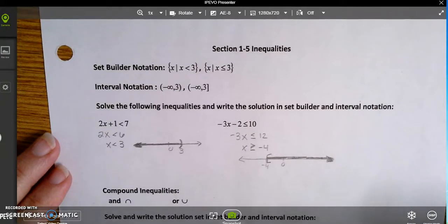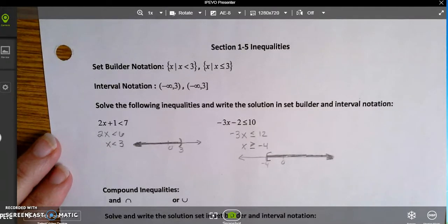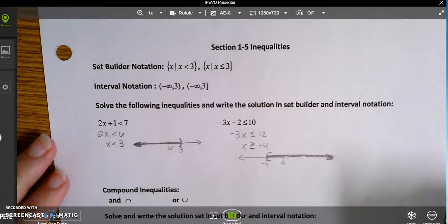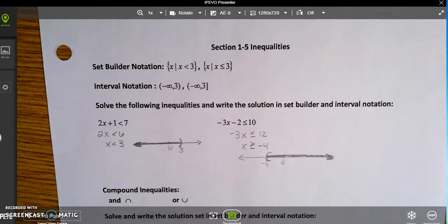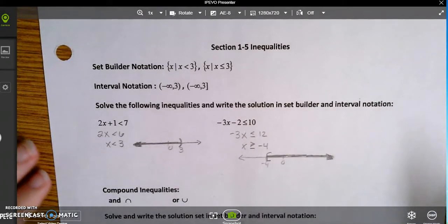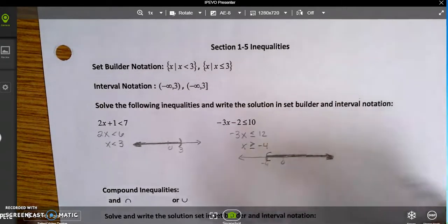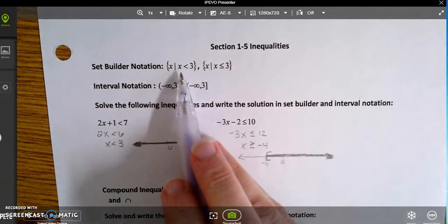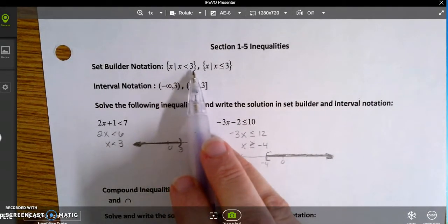All right, so these are some notes on section 1.5, which is talking about inequalities. So the first thing we're going to cover is different things like set builder notation and interval notation. Set builder notation you're a little bit more familiar with. That's when you say something like x is less than 3, and we do put it in brackets.